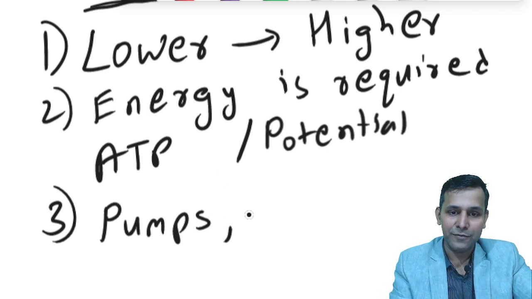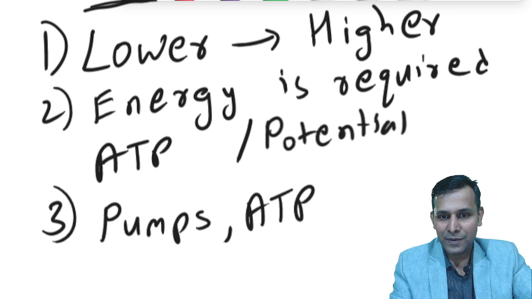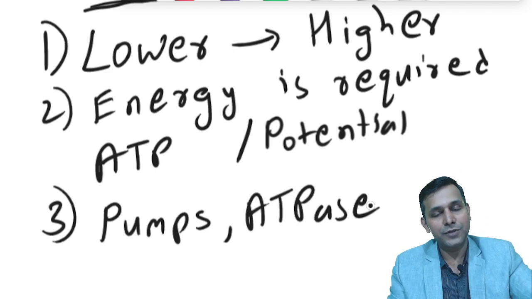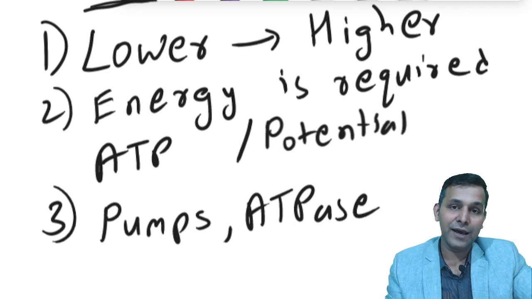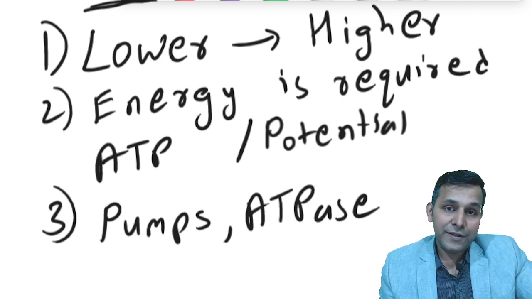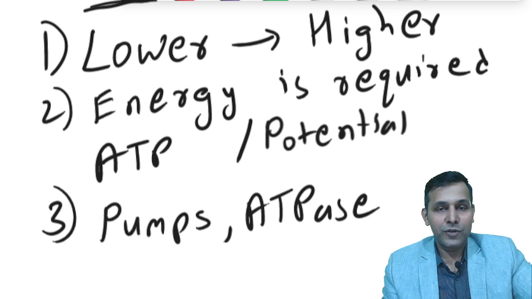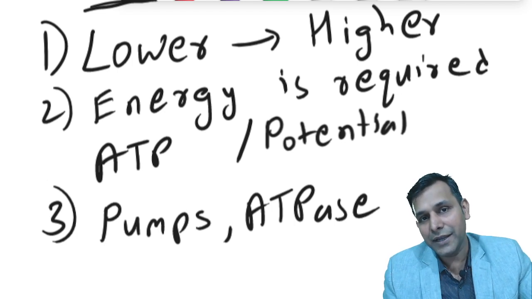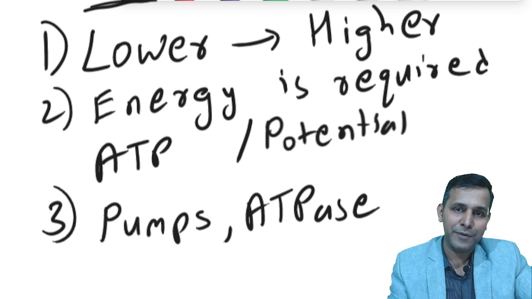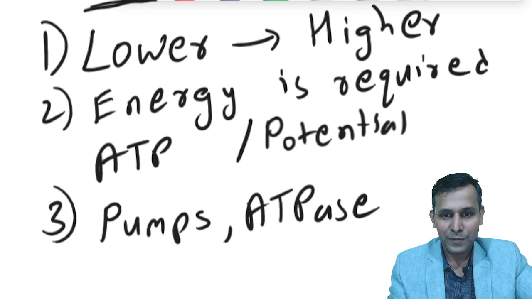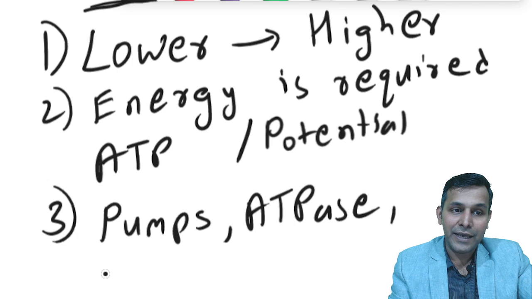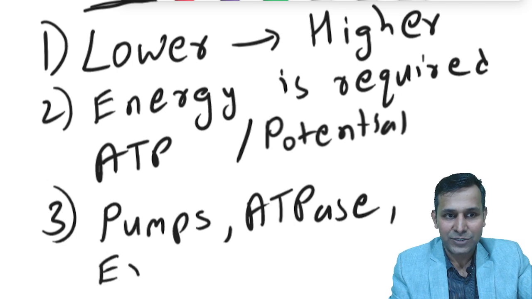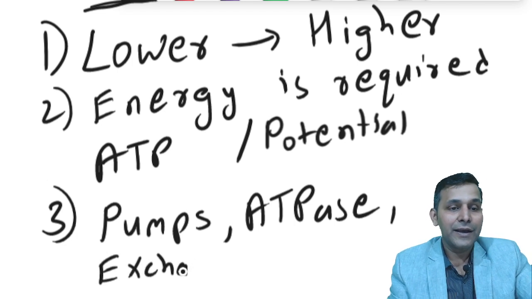Or we can have another word like ATPase, pumps or ATPase. We have SERCA, for example, which is present in the muscle, known as sarcoplasmic endoplasmic reticular calcium ATPase, which is ATPase again. So it's an active transport. We can have another word like exchangers.